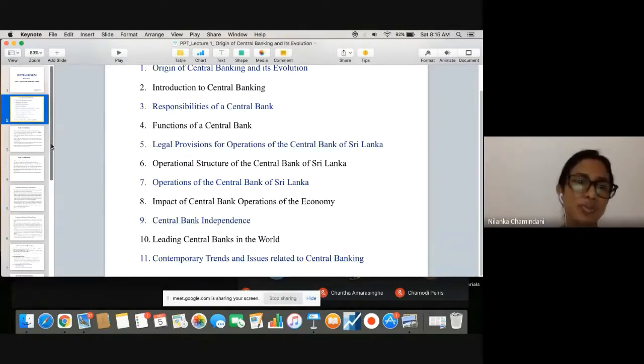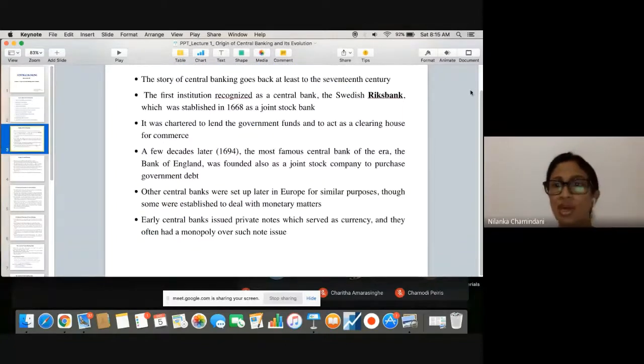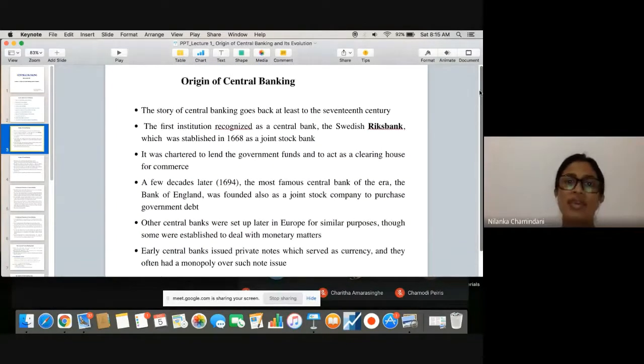Okay, so moving forward, now we are going to start and discuss the origin of the central bank, right? The story of central banking goes back at least to the 17th century. So central banking, the subject or the concept, has a long history, right? The Swedish, it is not the risk bank, it is the Riksbank. It is Swedish. It is considered the first central bank in the world.